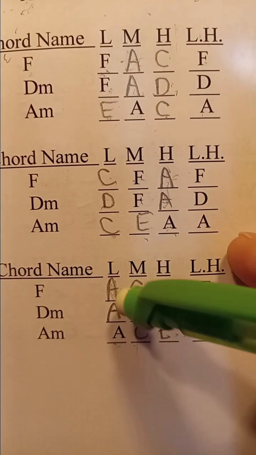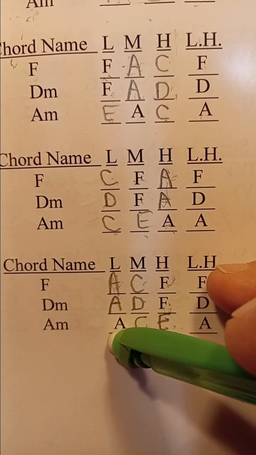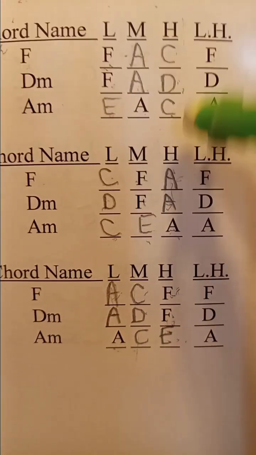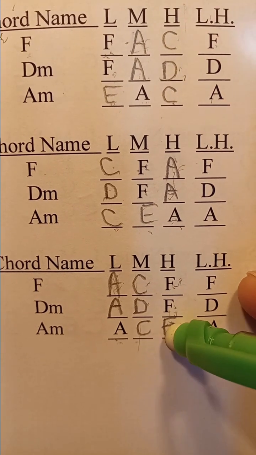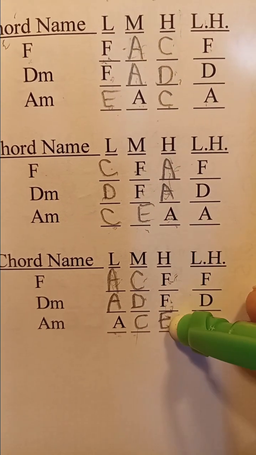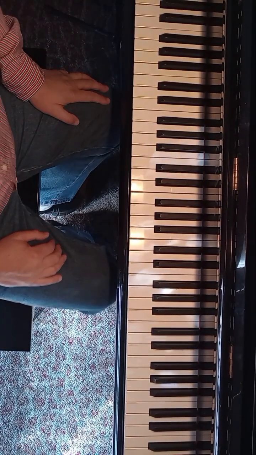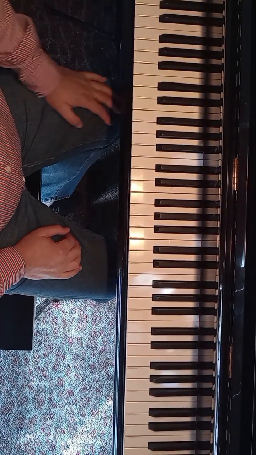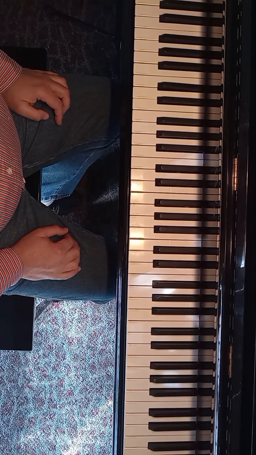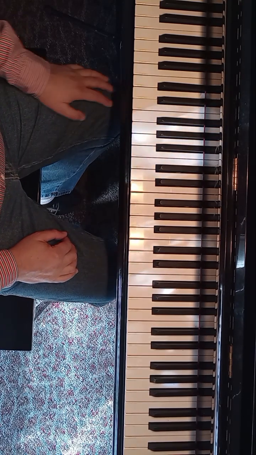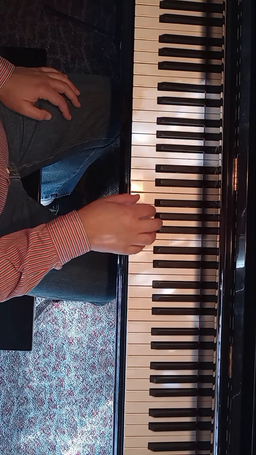And for the A minor chord, we'll keep the A's down on the low note, and the remaining letters would be C and E to be listed as the middle and the high note in the chords. Let's get to playing them now. On page 18, we'll be playing through the chord progressions of F, D minor, and A minor. And we'll start first with the F chord.